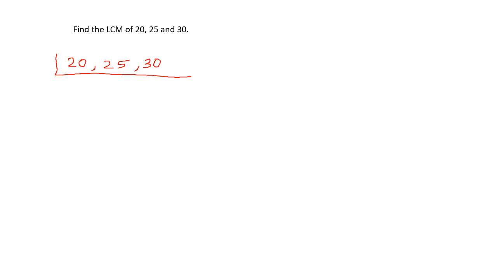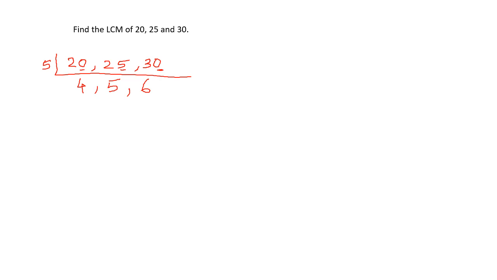The last digits are 0, 5, 0. Which number is completely divisible? When the numbers end in 0 and 5, you can divide by 5. So you get 4 5s are 20, 5 5s are 25, 6 5s are 30. Now we got 4, 5 and 6. Is there any number that will go in all three? No, there are no numbers.